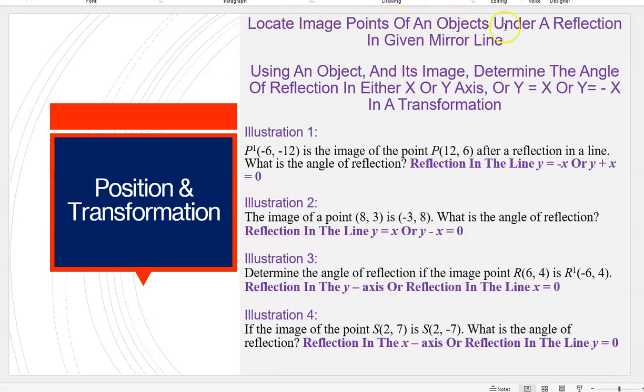Locate image points of an object under reflection in a given mirror line. Using an object and its image, determine the angle of reflection in either the x-axis, y-axis, y equals x, or y equals negative x in a transformation.